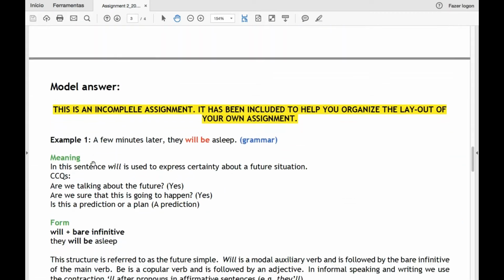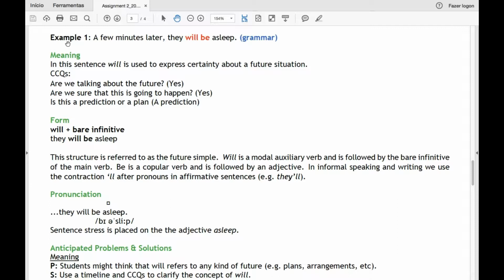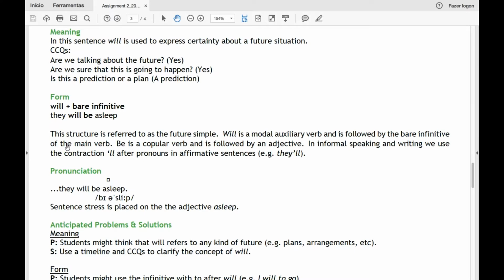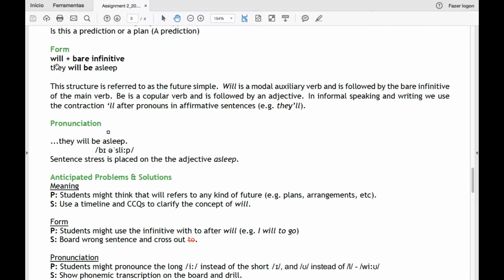Here we have 1 example. A few minutes later, they will be asleep. You have to analyze will be. In terms of meaning, in this sentence, will is used to express certainty about a future situation. Possible CCQs are: we talking about the future? Yes. Are we sure that this is going to happen? Yes. Is this a prediction or a plan? A prediction.